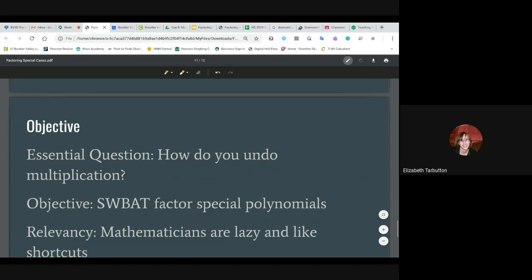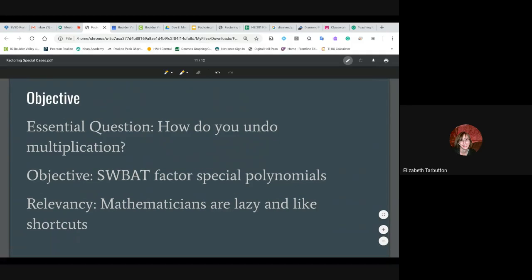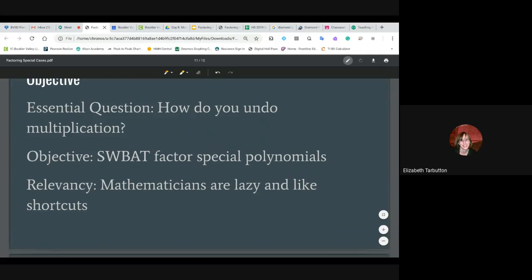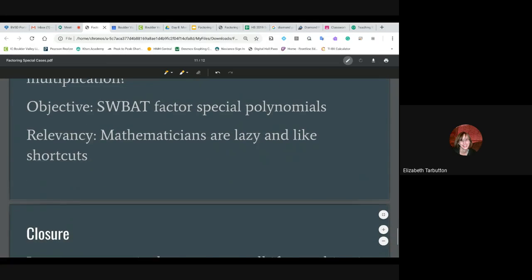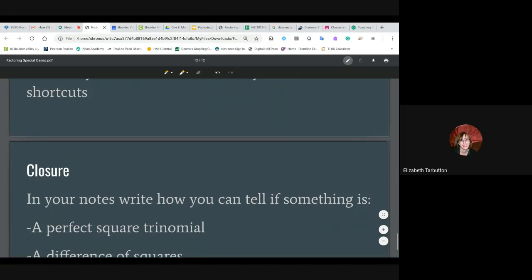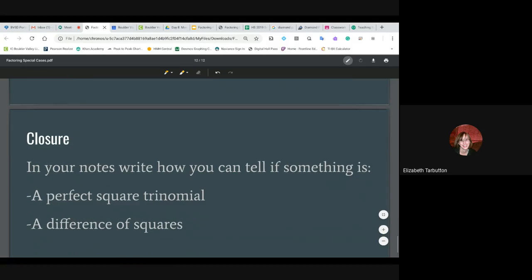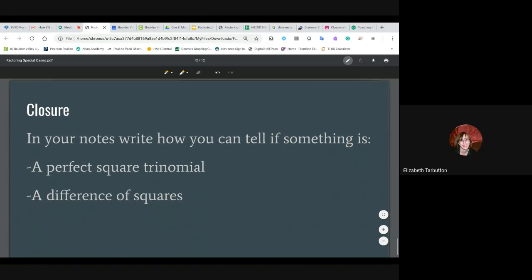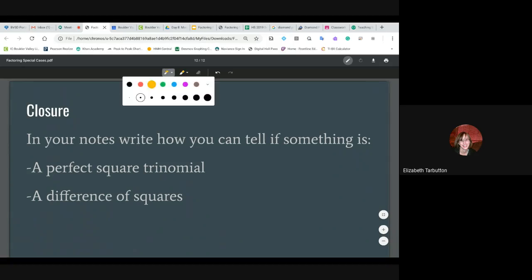Okay, checking in on our objective. How do we undo multiplication? Can we factor special polynomials? Those special polynomials are perfect square trinomials, difference of squares, and when we don't have trinomials at all. So in your notes, I'd like for you to write, how can you tell if something is a perfect square trinomial or a difference of squares? And remember, the key here is that both of these have squares in them.